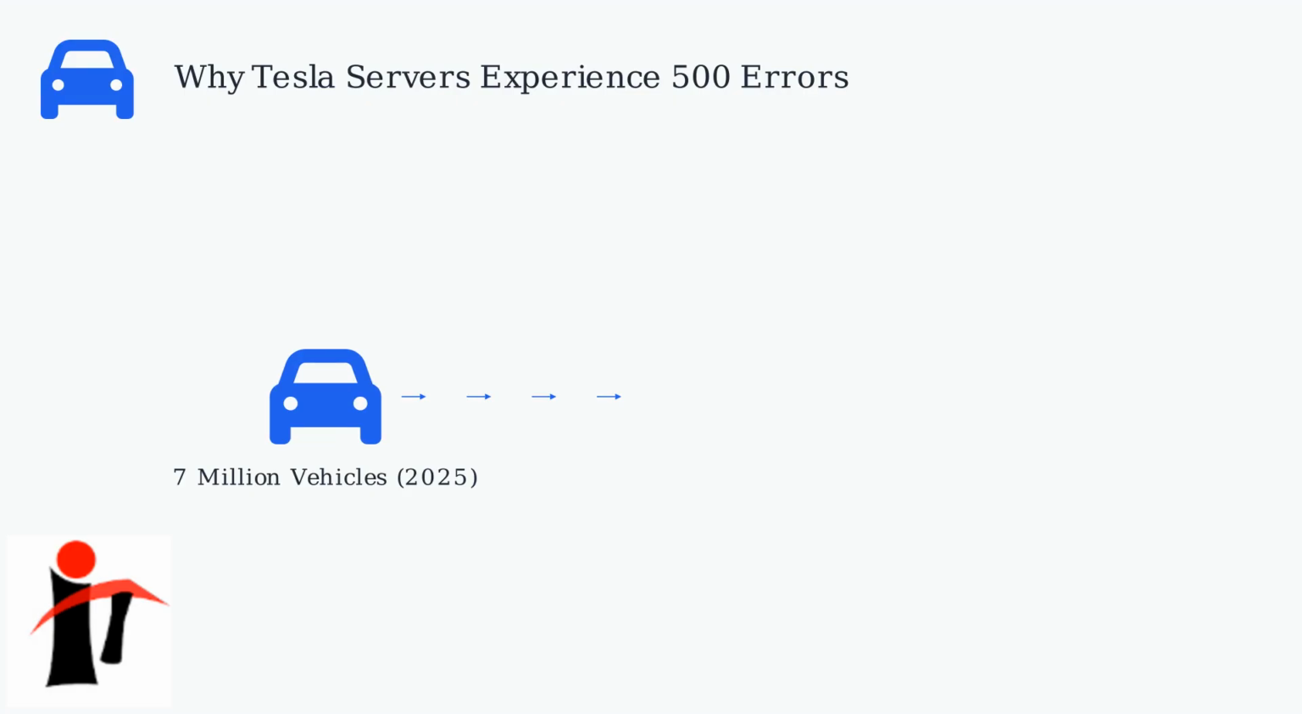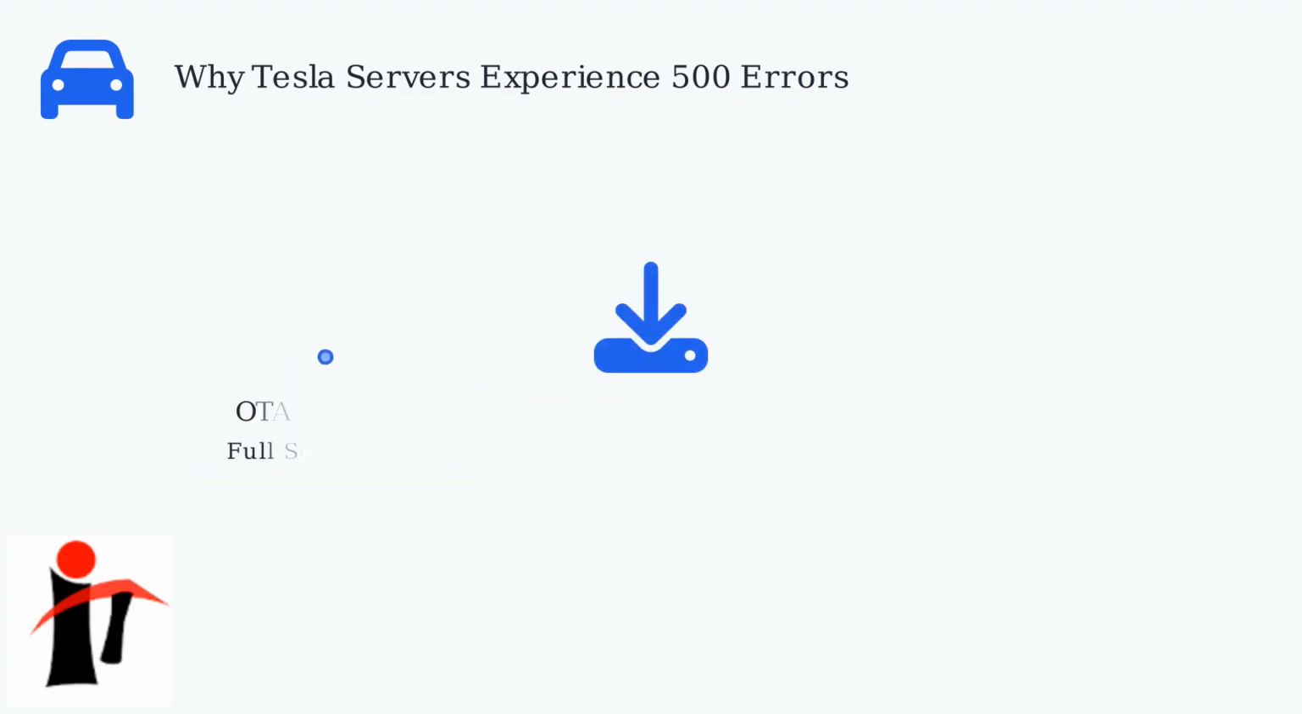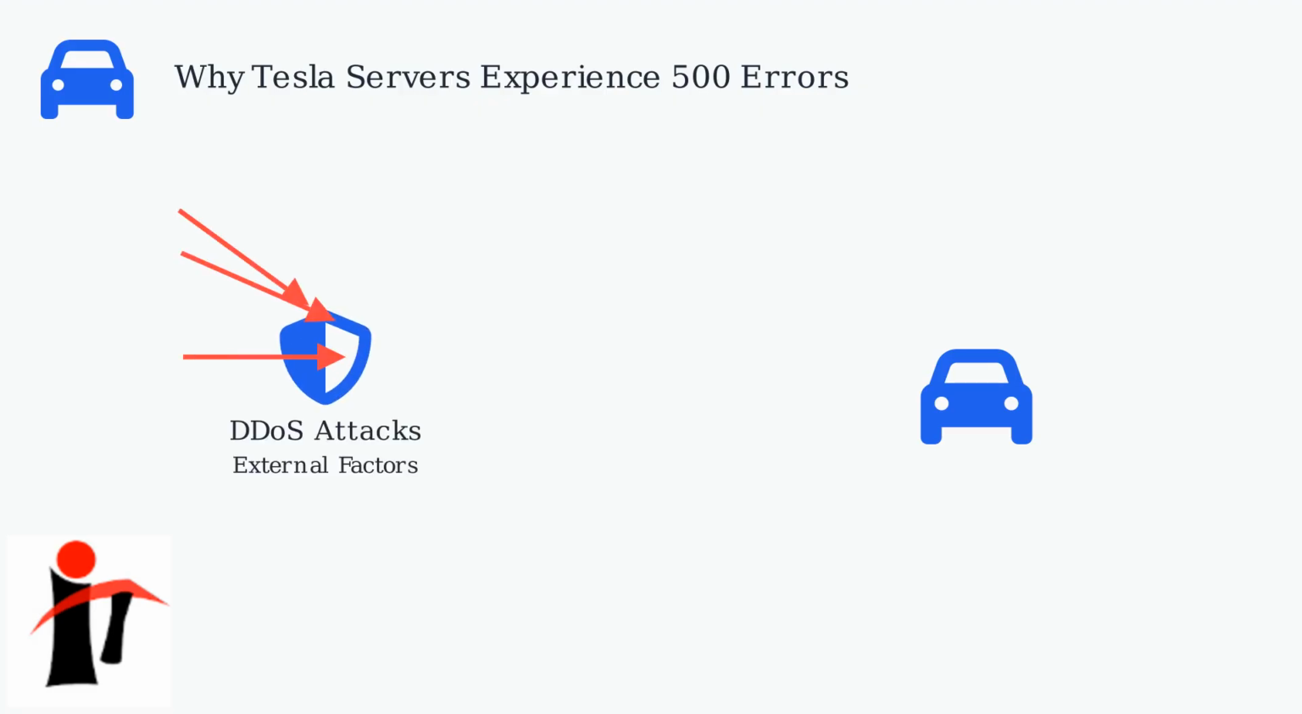With over 7 million vehicles worldwide as of 2025, servers face strain during high-volume events like new model deliveries or holiday surges. Complex software updates, such as full self-driving improvements, require back-end changes that can introduce temporary glitches during deployment. External factors like DDoS attacks, regional internet outages, or unexpected maintenance can also overload Tesla's servers, leading to 500 errors.